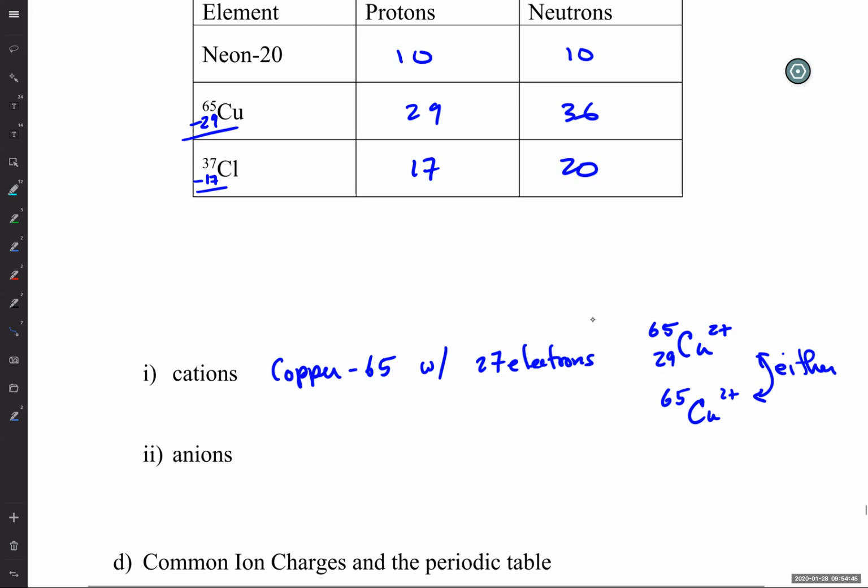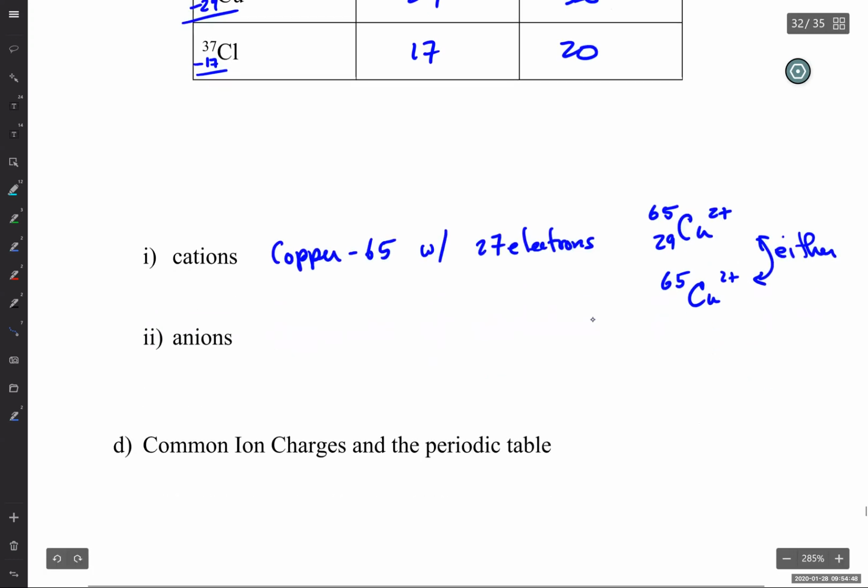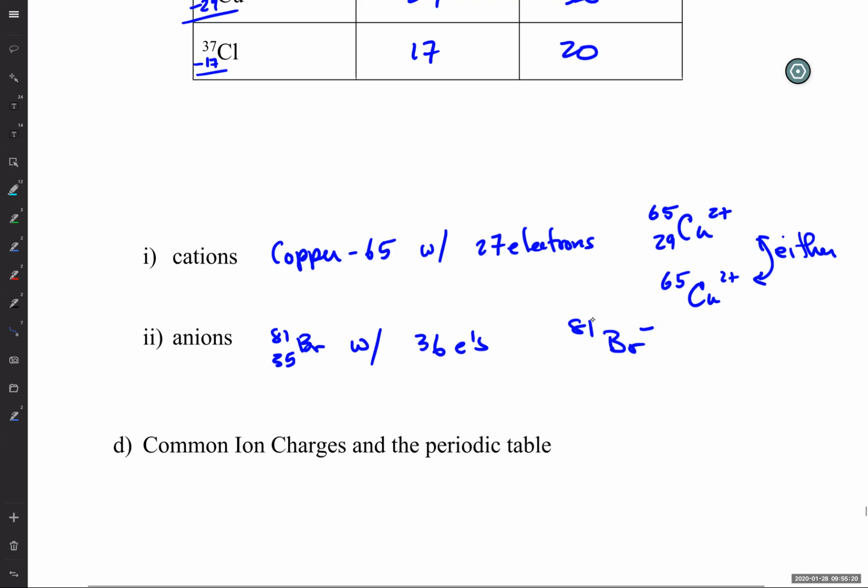And then for anions, it's the same thing. So let's say it was bromine, 81, with let's say 36 electrons. Then it would just be Br. You would still write the 81, just like it was an isotope, because this is an isotope, and then you would put the charge, just like you normally would. And that would be -1, because bromine's supposed to have 35 protons and electrons. It's got 36, so it's an extra electron, so a minus charge.